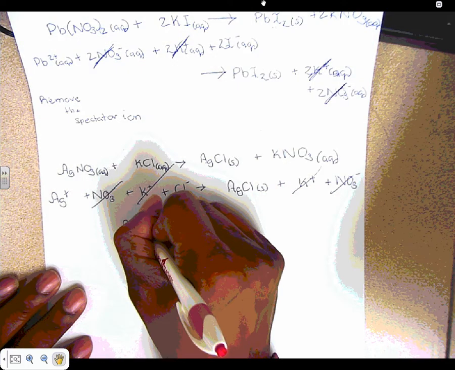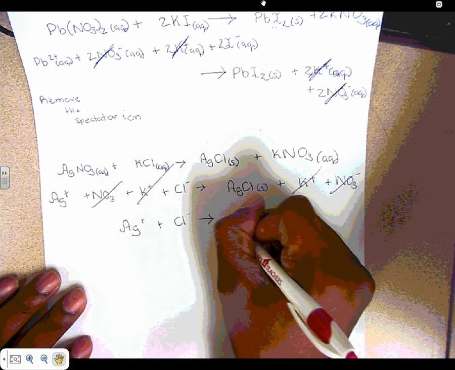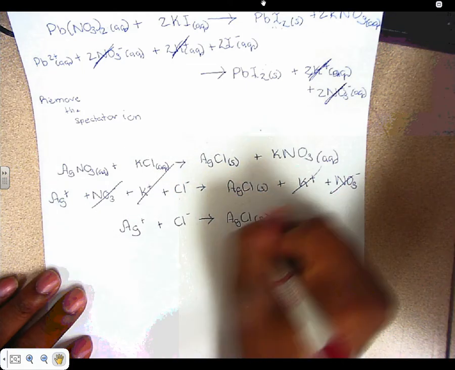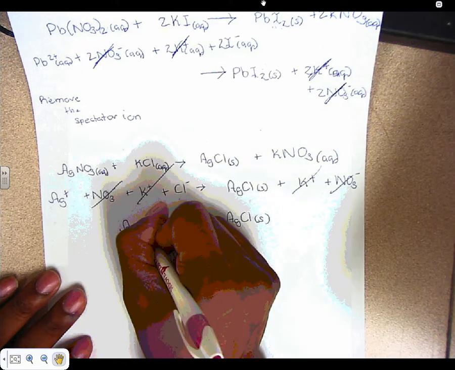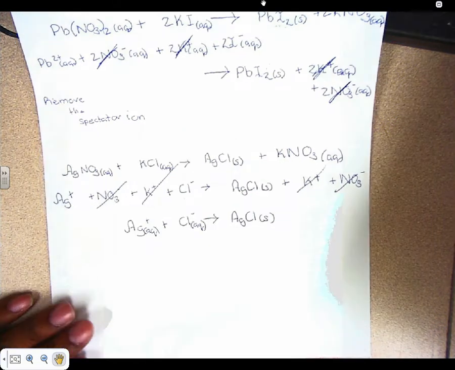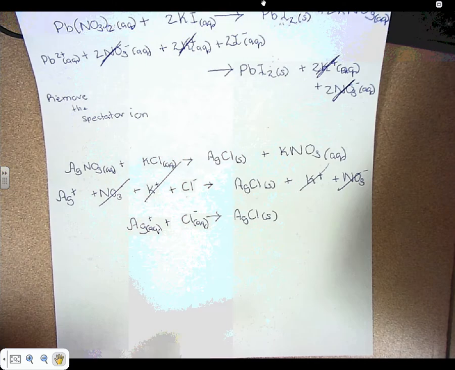Ag plus Cl minus yields AgCl. And for all intents and purposes, if I'm including my states of matter, this is AQ, this is AQ, and that's solid. So it's as simple as that when you're writing those net ionic equations.